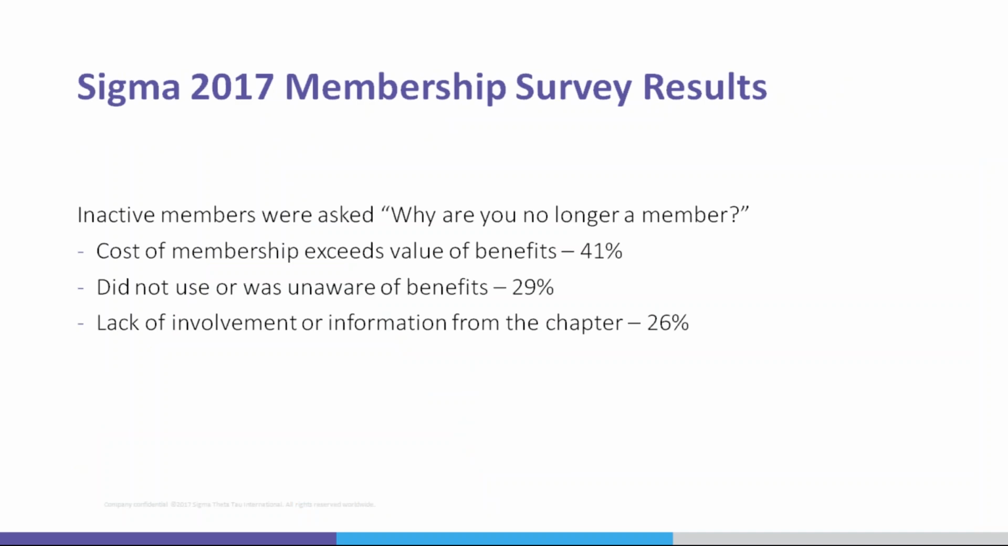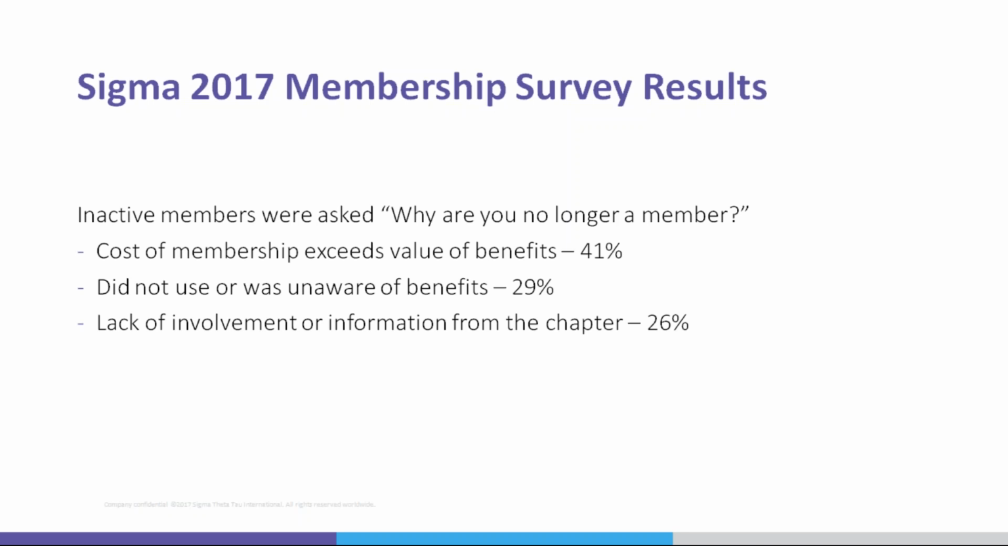To highlight the importance of effective member communication, I wanted to share with you just a few results of the Sigma membership survey conducted in 2017. Sigma surveyed members who have been active for various lengths of time, as well as inactive members. Inactive members were asked why they were no longer active, and the top responses included that the cost of membership exceeded the value of the benefits, that the member did not use or was unaware of their benefits, and a lack of involvement or information from their chapter.